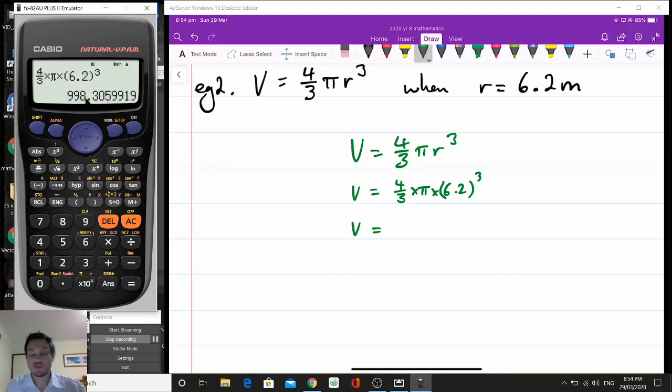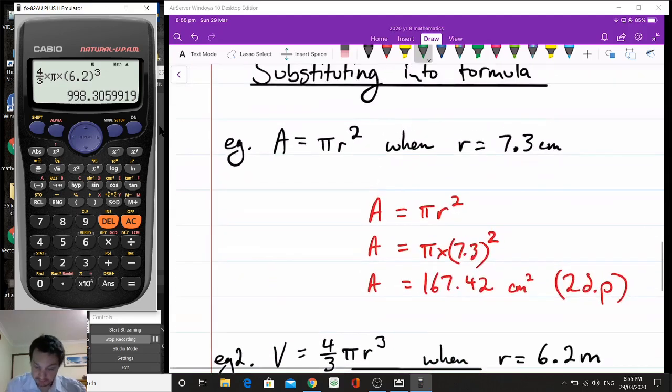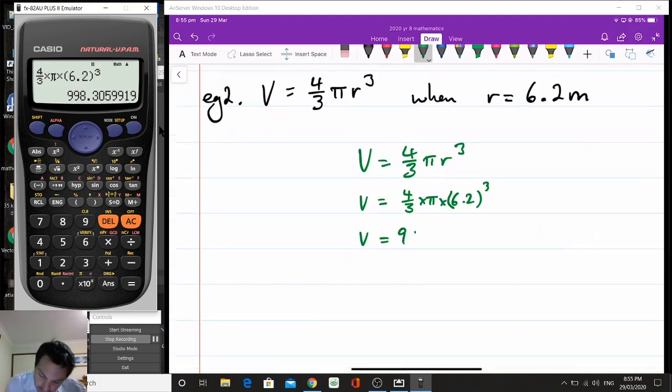So 998.31, and that's cubic meters because it was a volume. Okay, that is absolutely massive, like I said, to 2 decimal places.